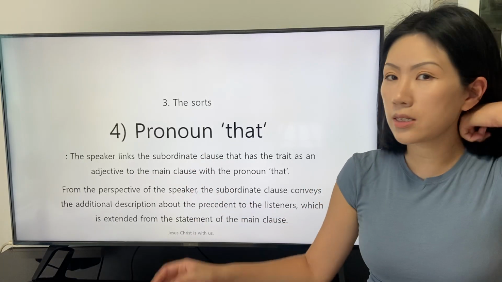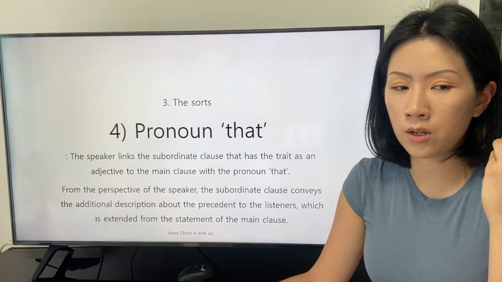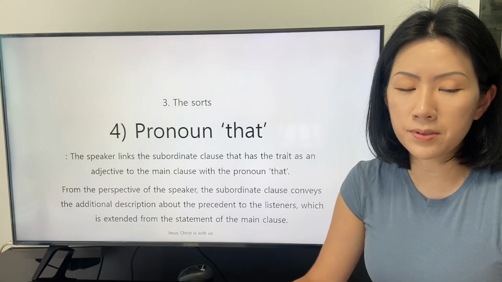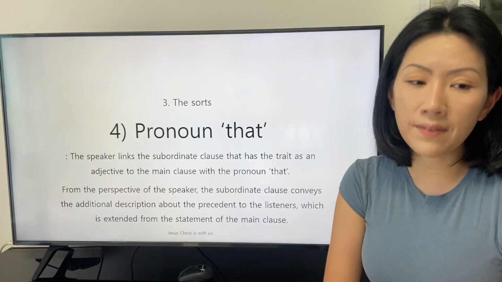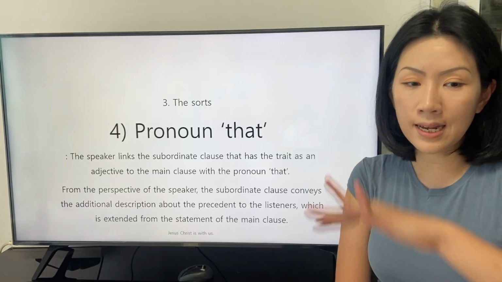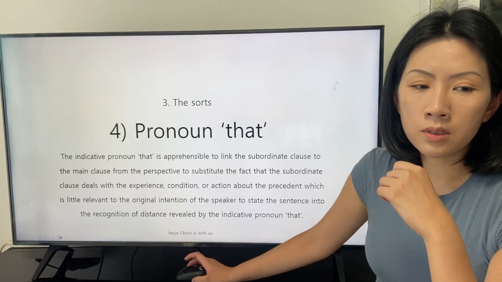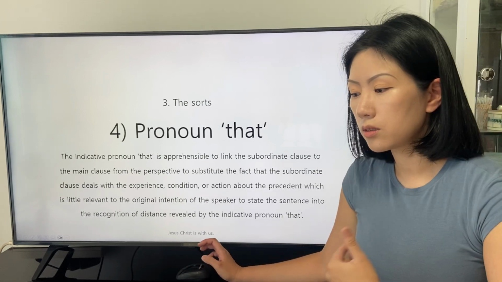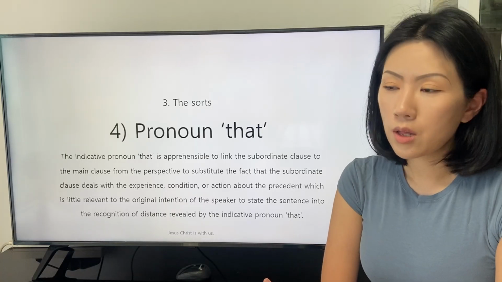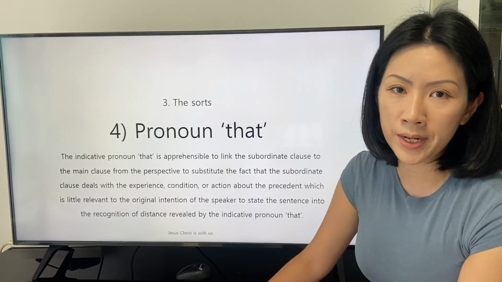Let's read the explanation first. The speaker links the subordinate clause that has the trait as an adjective to the main clause with the pronoun that. From the perspective of the speaker, the subordinate clause conveys the additional description about the precedent to the listeners, which is extended from the statement of the main clause. The speaker can describe the precedent in the main clause by the subordinate clause. The reason why the speaker states the subordinate clause is to give detailed information for the listeners.